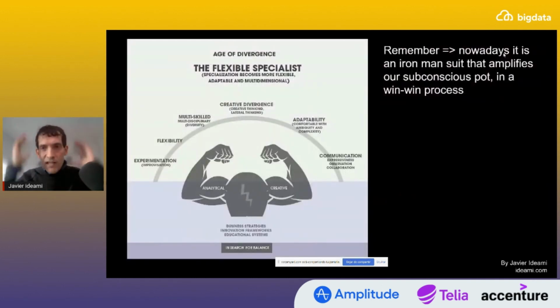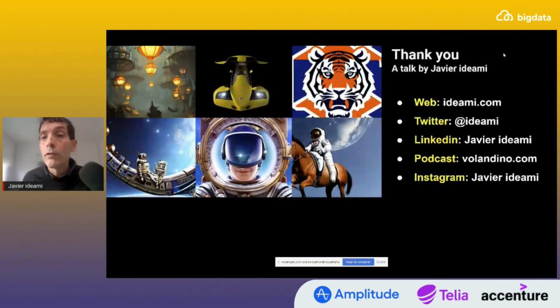We are going to put on these Iron Man suits to amplify our creative potential, our creative muscles, but with or without AI, we will keep exercising our creativity. We will keep looking for a good balance between our analytical and our creative muscles, because this is key for a good life and for good mental health.